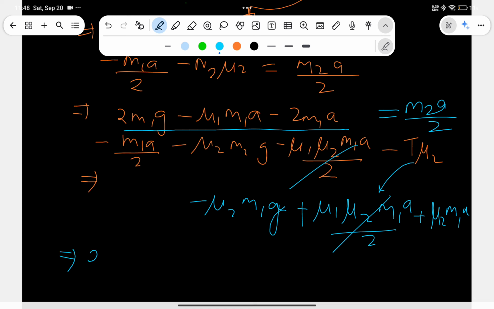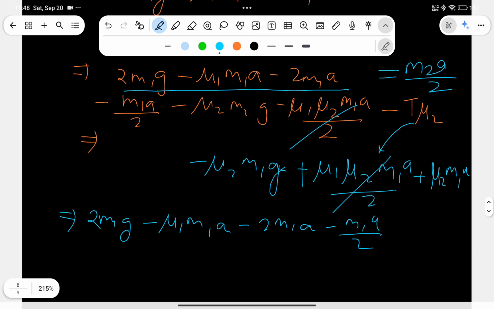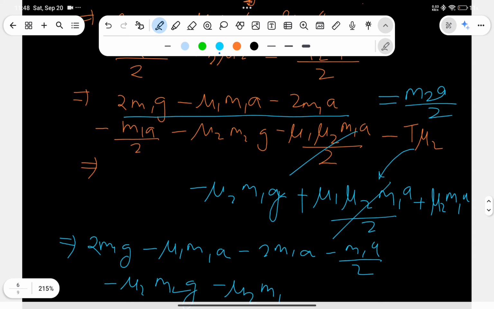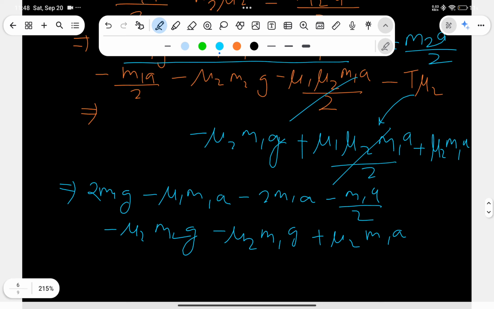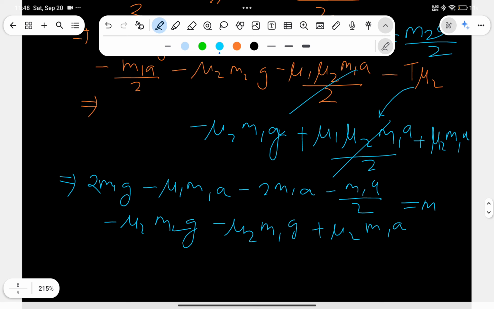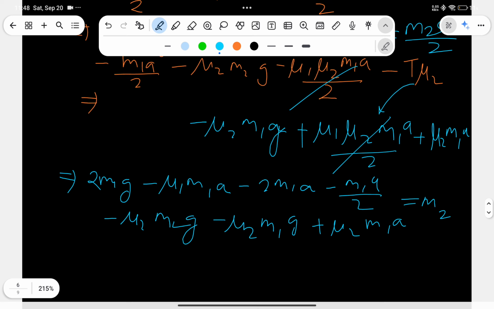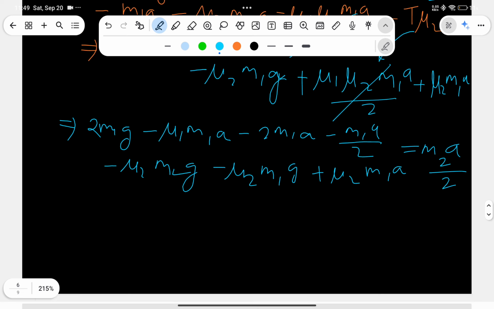Further, let me write 2m1g minus mu1 m1a minus 2m1a, okay, minus m1a by 2, and further you have minus mu2 m2g, okay, minus mu2 m1g plus mu2 m1a is equal to m2a by 2. Okay, nice.